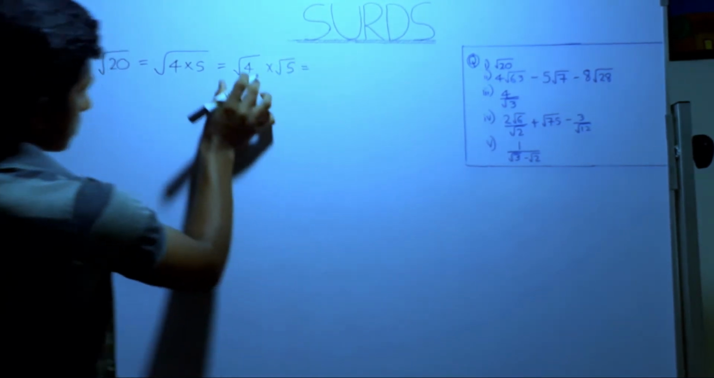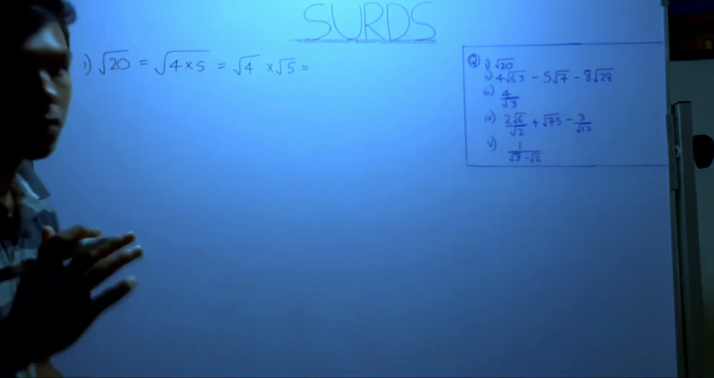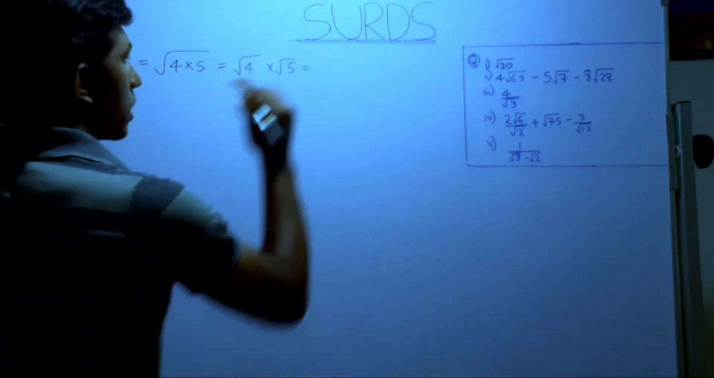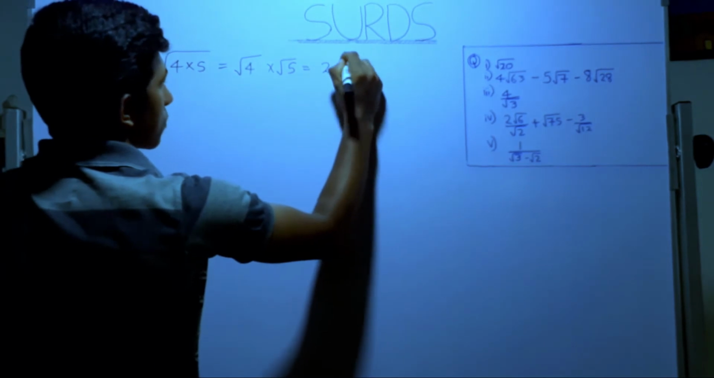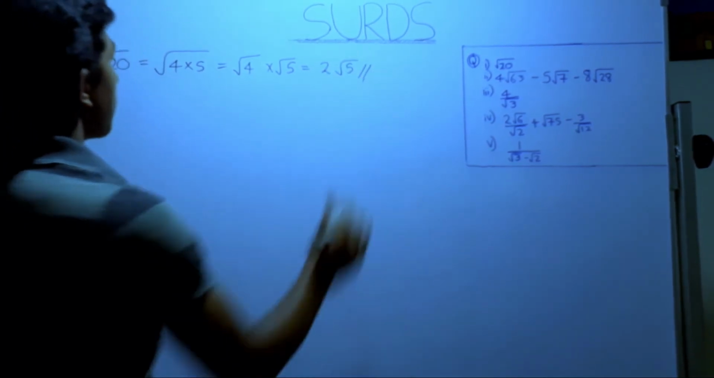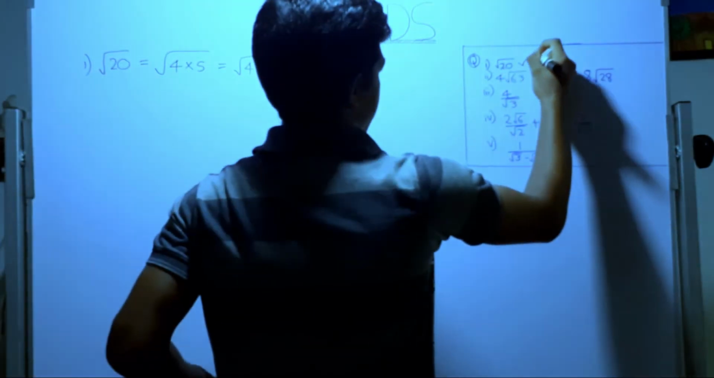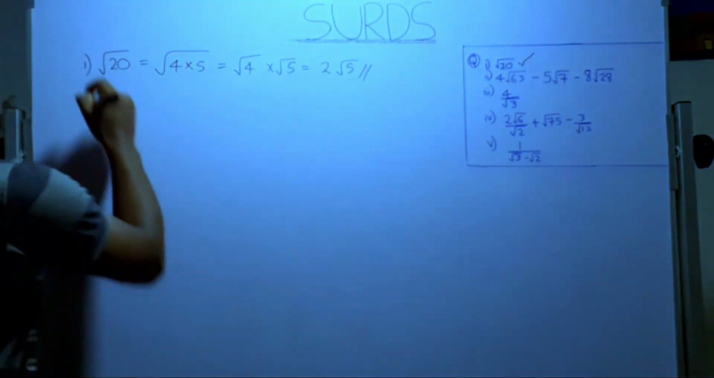If you notice that there is root 4 here, root 4 is going to be 2, as 2 times 2 is equal to 4. So that's going to leave you with 2 root 5. This is the final answer. Okay, first question done. Now the second question.